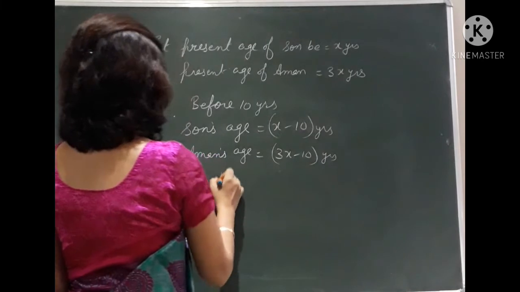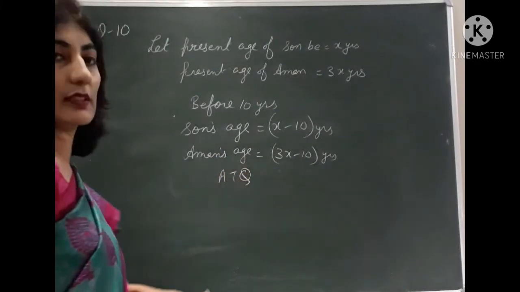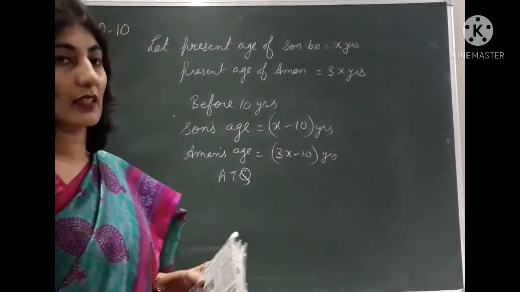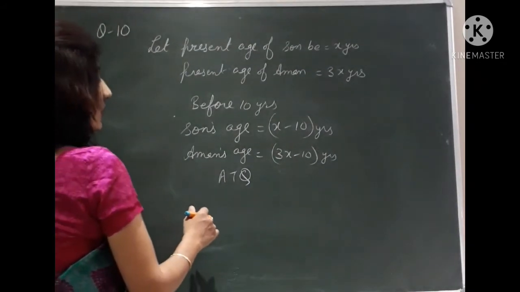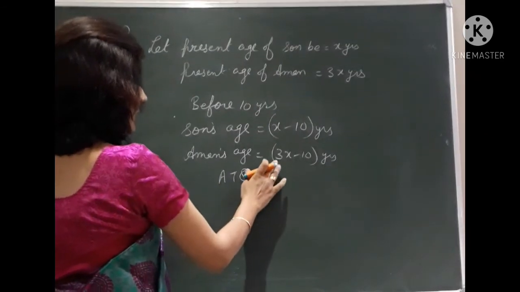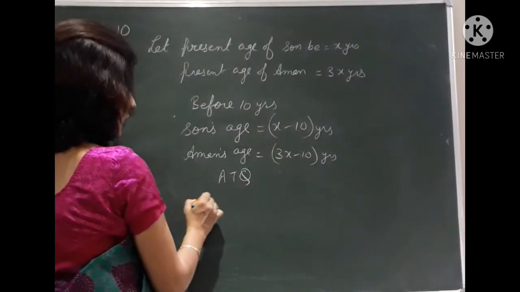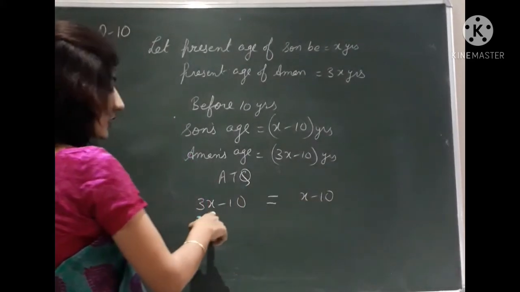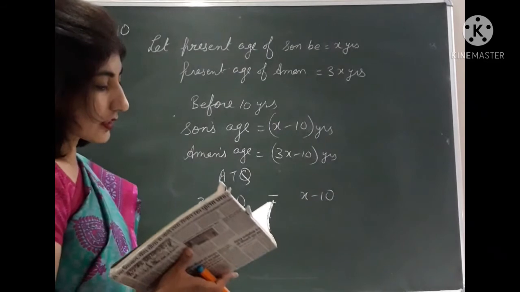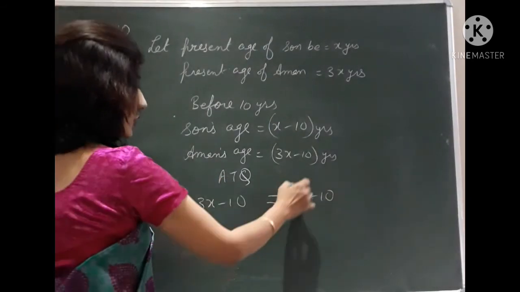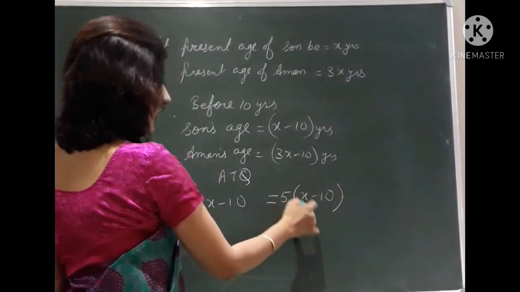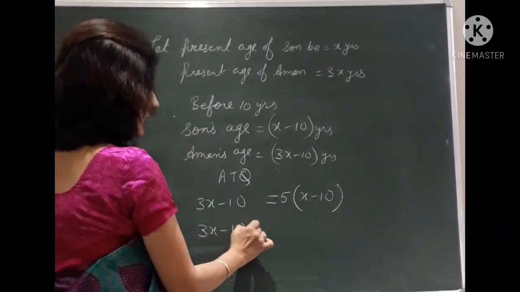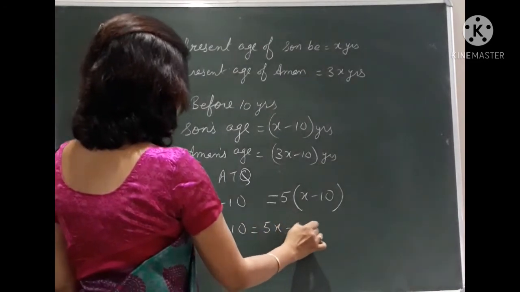Now according to question, what is the question saying? The question is saying 10 years ago he was 5 times his son's age. He was means Aman was 5 times his son's age. 10 years ago Aman's age was this and son's age was this, that is 3x minus 10 and x minus 10. 10 years ago he was 5 times his son's age. So in the son's age I will multiply by 5, then only these two ages will become equal. So it will be 3x minus 10 equals to 5x minus 50.